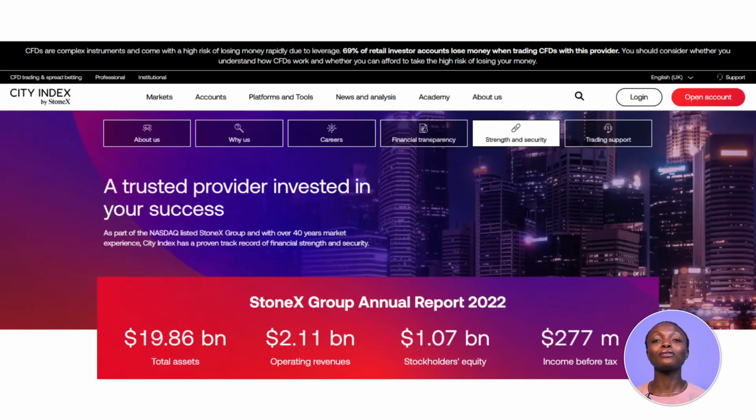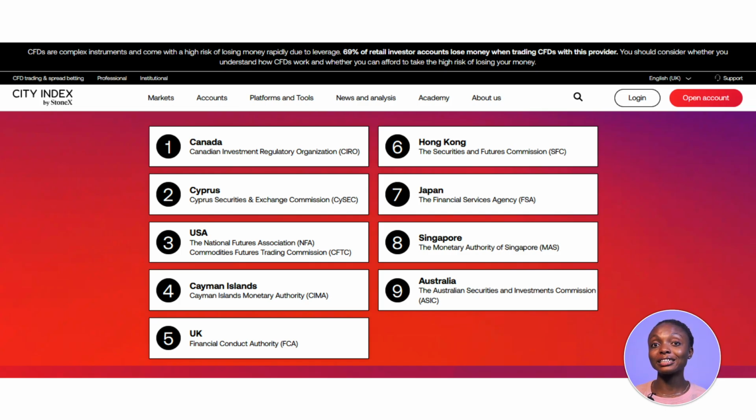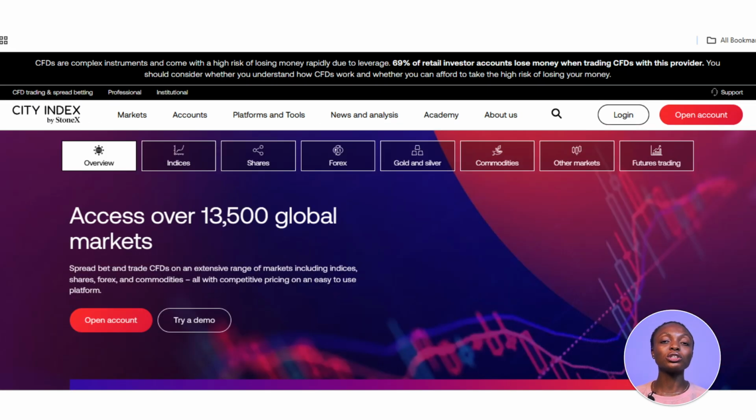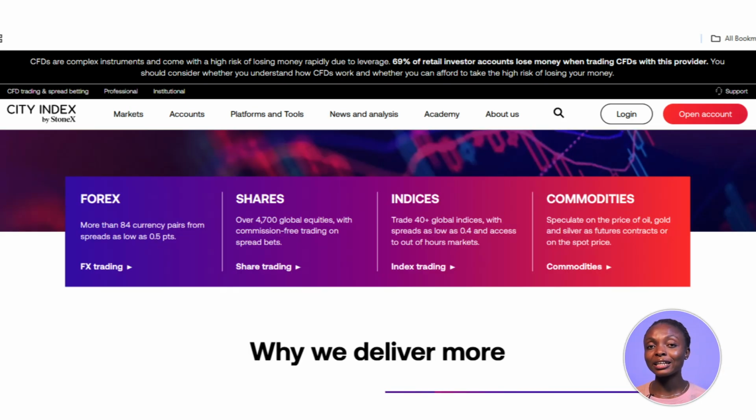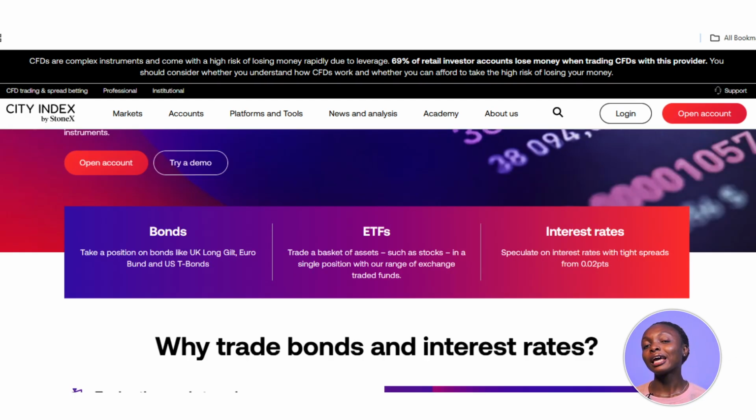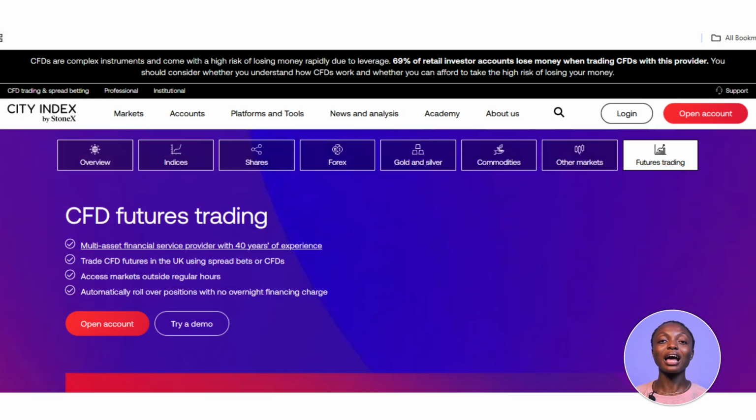The next broker is City Index, which has been in the industry for over 40 years, and it is one of the well-known CFD and spread betting brokers. It holds regulatory licenses from top-tier regulators like CIRO, SISEC, FCA, ASIC, and other regulatory licenses. You can trade with over 13,500 CFD and spread betting instruments on City Index, including Forex, shares, indices, commodities, ETFs, bonds, interest rates, precious metals, and futures.